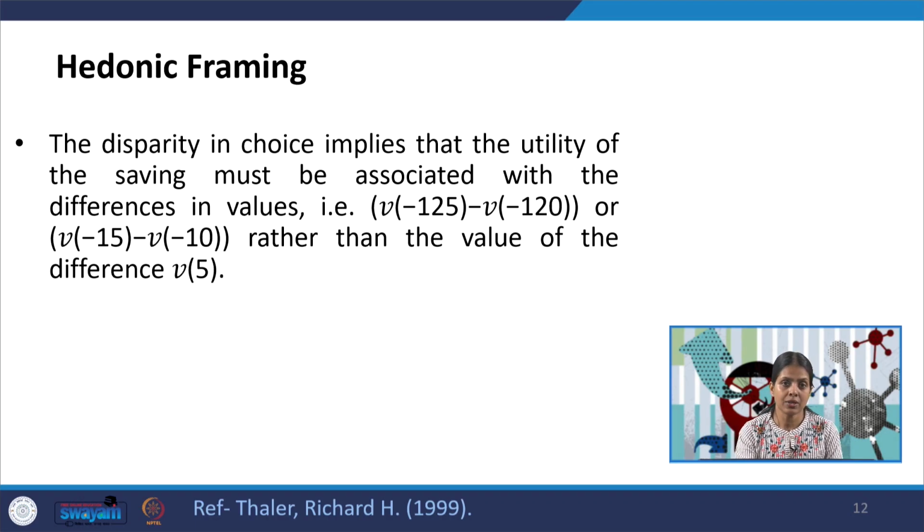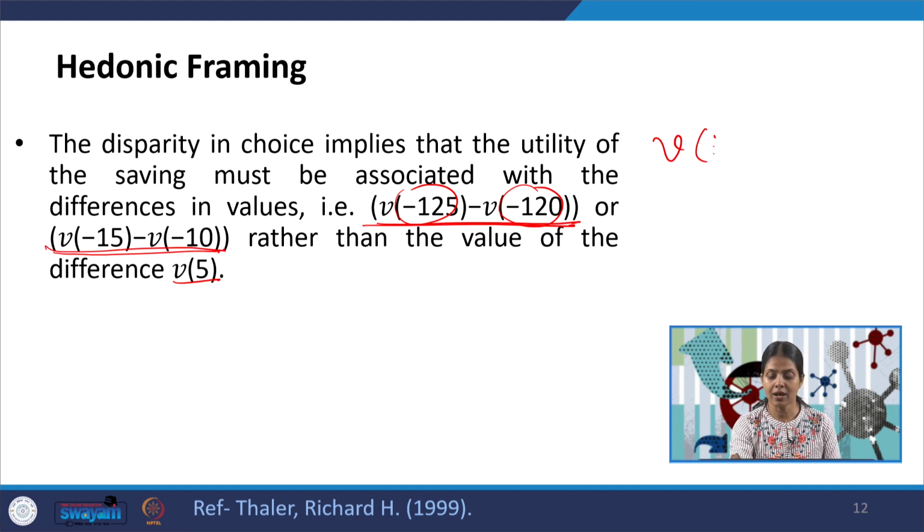The disparity in choice implies that the utility of the saving must be associated with the differences in values, that is V(-125) minus V(-120). These are in minus because both are payments, they are going out. So, sort of losses, so we will be talking about it later that prime payments are not generally considered to be losses. Nevertheless, since I am making the payment, so these are V(-125) minus V(-120), or alternatively V(-15) minus V(-10), rather than the value of the difference, V(5). So, this is different from this.